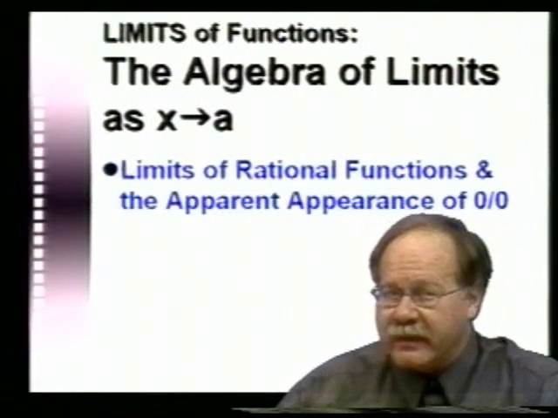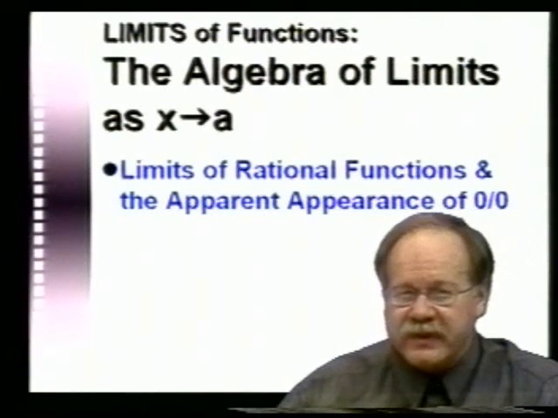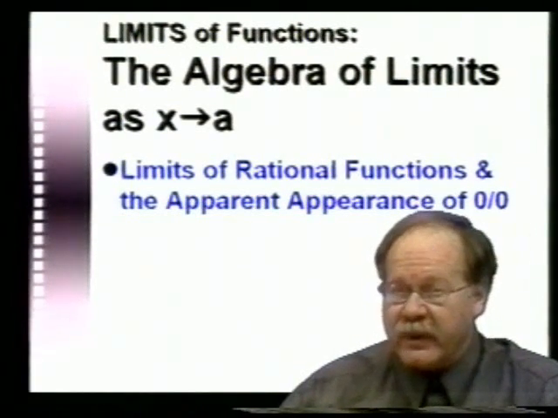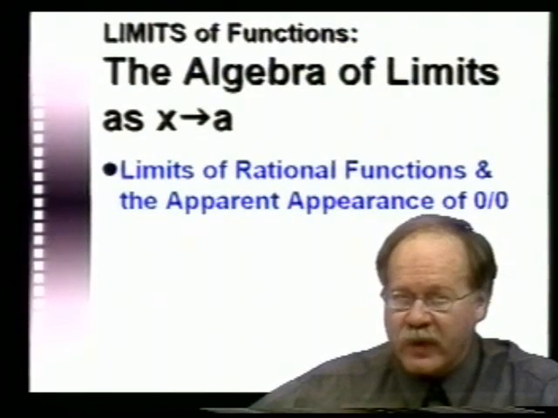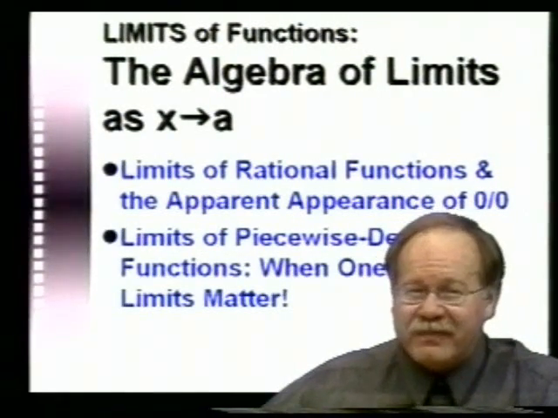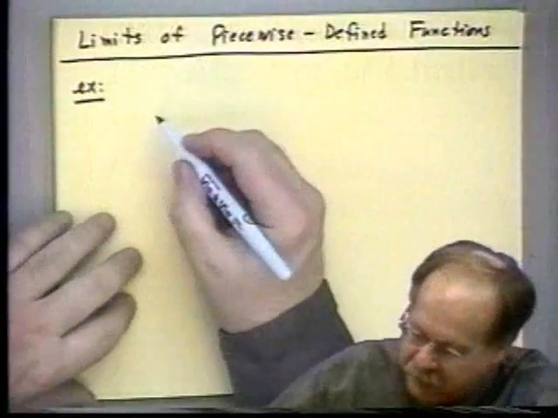Now that we've looked at the limit of rational functions and the apparent appearance of that 0 over 0 indeterminate form, and we will see other indeterminate forms, by the way, now it's time to look at the cases where we look at limits of piecewise-defined functions. Now these are functions where one-sided limits make a large difference, so we need to pay attention to them. We've seen them before, but now we're going to look at a very specific example. So let's look at this example.